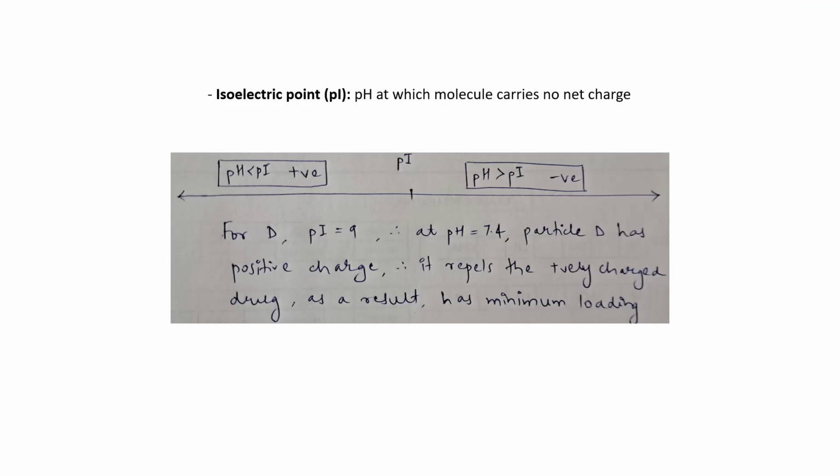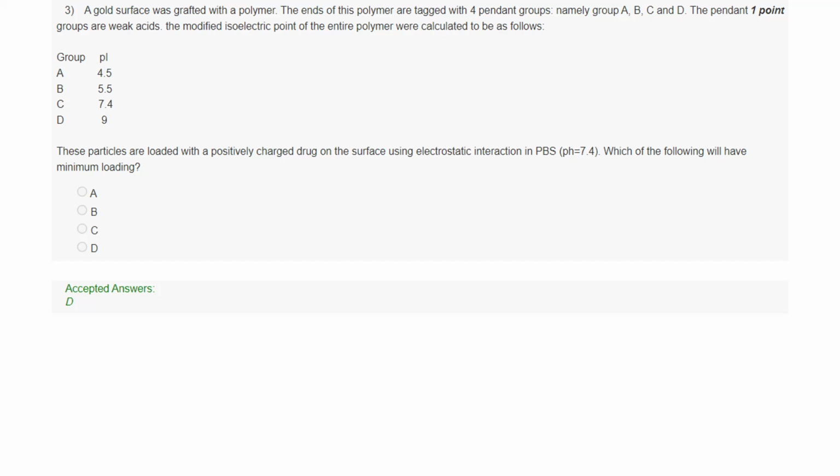So that is going to give us a negative charge. It means your molecule is going to have a negative charge. Next polymer is polymer B, that is 5.5. This also, the surrounding pH will be higher than its isoelectric point. If we consider surrounding pH as 7.4, again this polymer is going to have a negative charge.